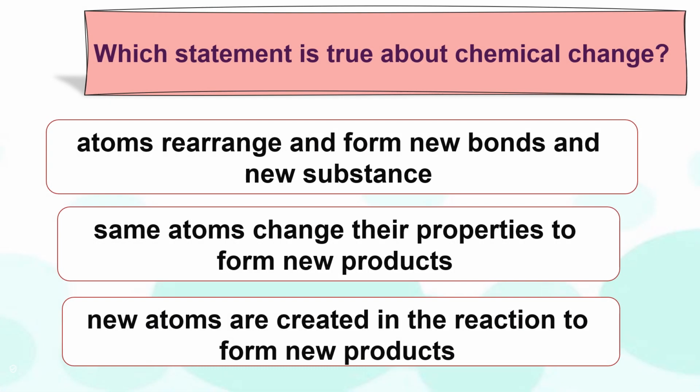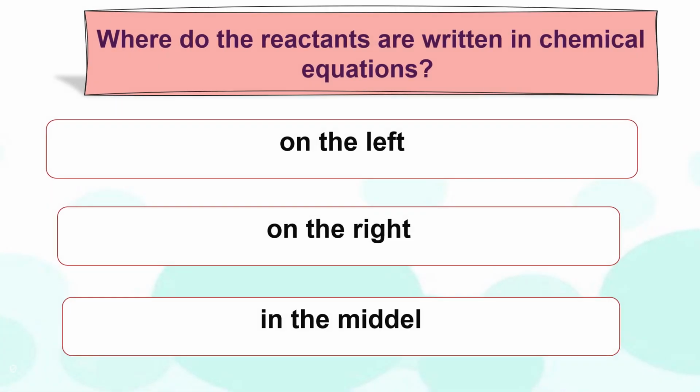Which statement is true about chemical change? Atoms rearrange and form new bonds and new substances. Same atoms change their properties to form new products. New atoms are created in the reaction to form new products. What is true? Atoms rearrange and form new bonds and new substances. This is the chemical reaction, meaning the chemical change is a rearrangement of atoms by forming bonds in a new way.